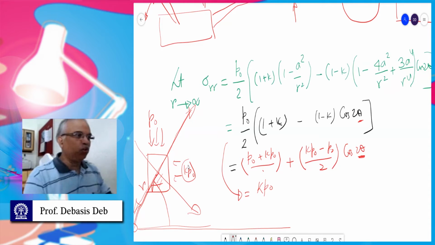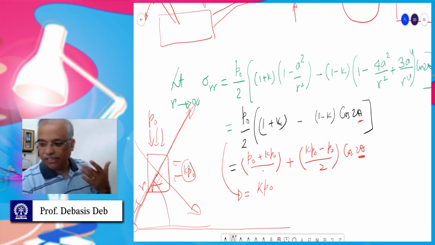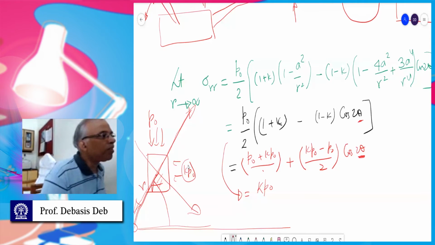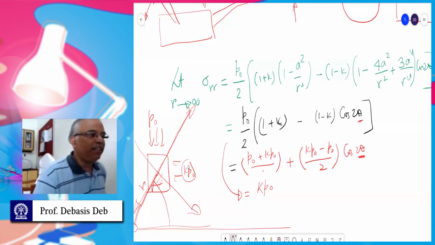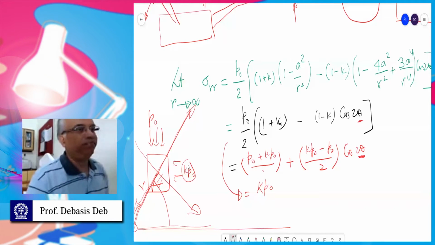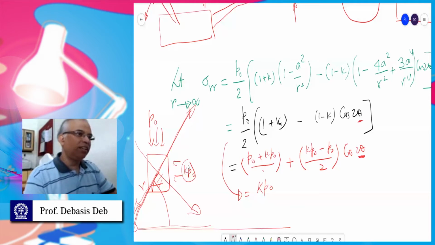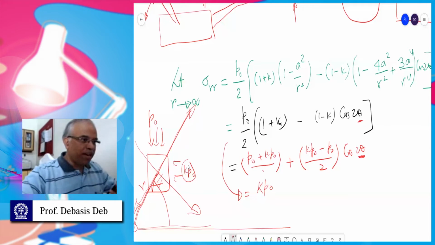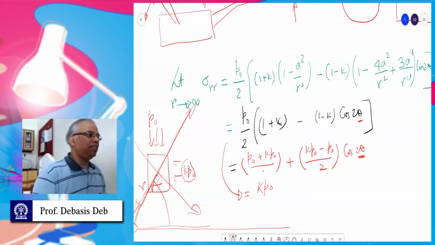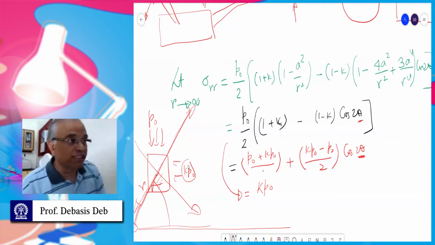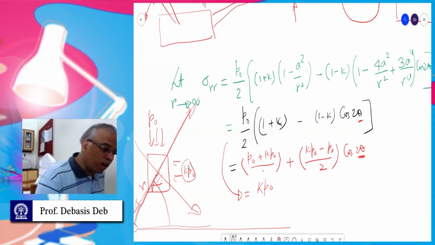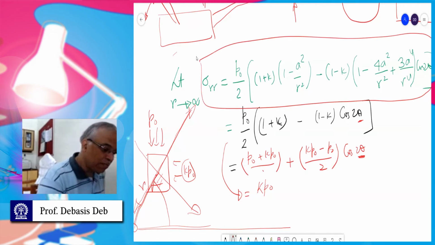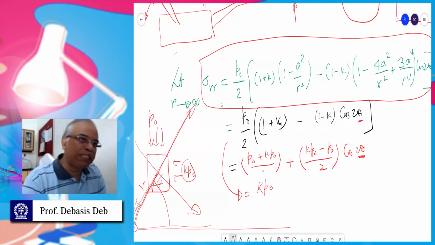Now similarly, if you do the 90-degree case, and if you do the sigma theta theta, you will find that it will be P naught. Sigma theta theta I am not showing, but you can try it out at home. So that means we are at the boundary, if R tends to infinity, means we are in the in situ stress. So my point of telling is, this equation, although it is an induced stress, but when R tends to infinity, it is basically in situ stress.